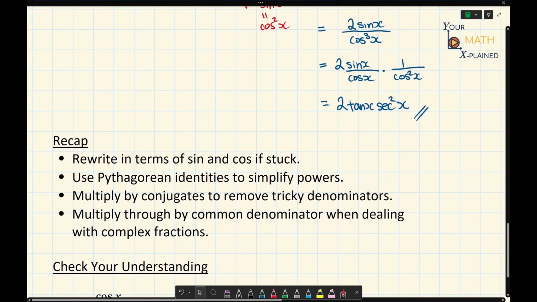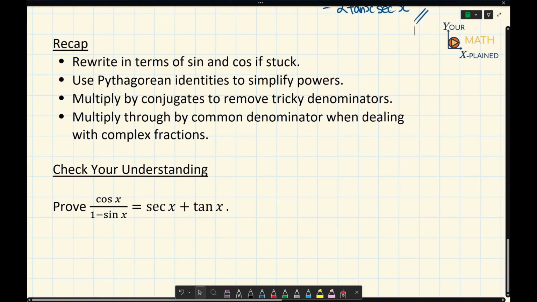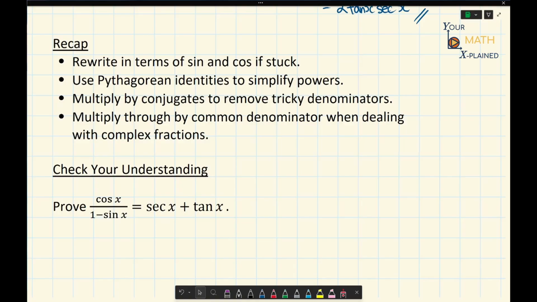And now let's do a quick recap of everything that we covered in this video. We saw how replacing everything with sine and cosine when we're stuck helps us simplify the expression. We used the Pythagorean identities multiple times to simplify terms like sine squared x and cos squared x. And when dealing with tricky denominators, we multiplied through by the conjugates to remove them. And finally, when dealing with complex fractions, you can simplify inside out to get rid of them.